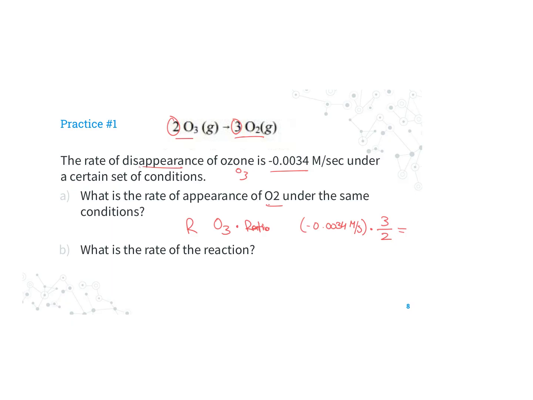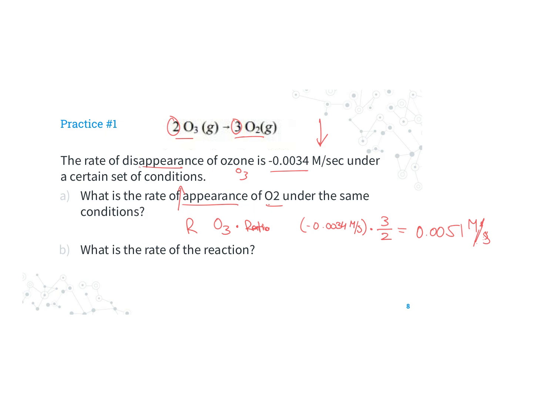This is disappearance. Disappearance means that it's going away, so of course the concentration should be going down. Since this is appearance, our concentration should be going up. And so when we do this equation right here, we should get that the rate of appearance of O2 is 0.0051 molar per second, which makes sense, right? I have a higher coefficient for O2, and so my rate should be a little bit higher. Since for every 2 moles of O3, I make 3 moles of O2, so I should be getting a lot more O2.